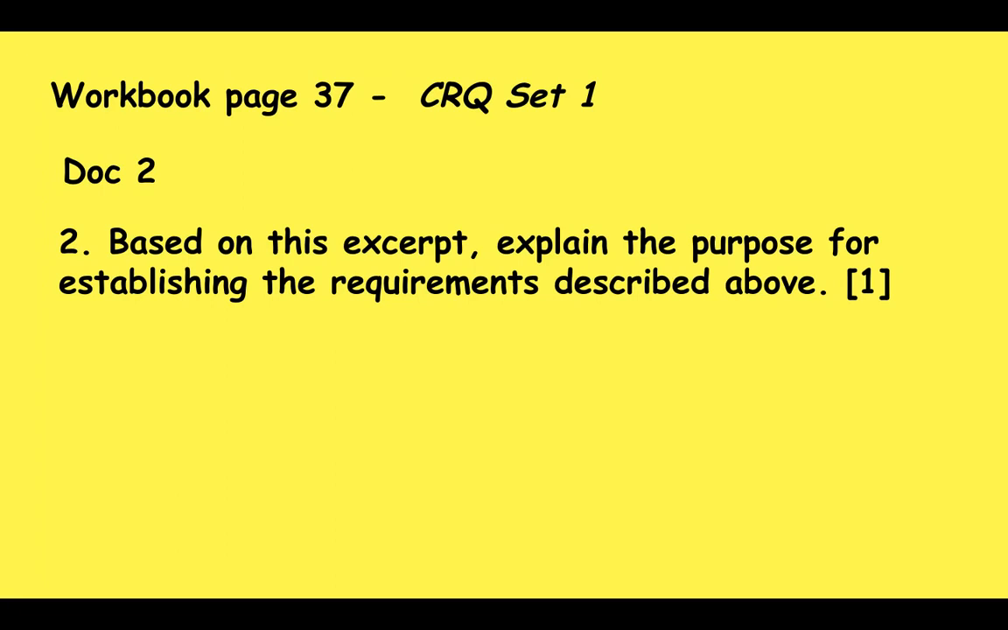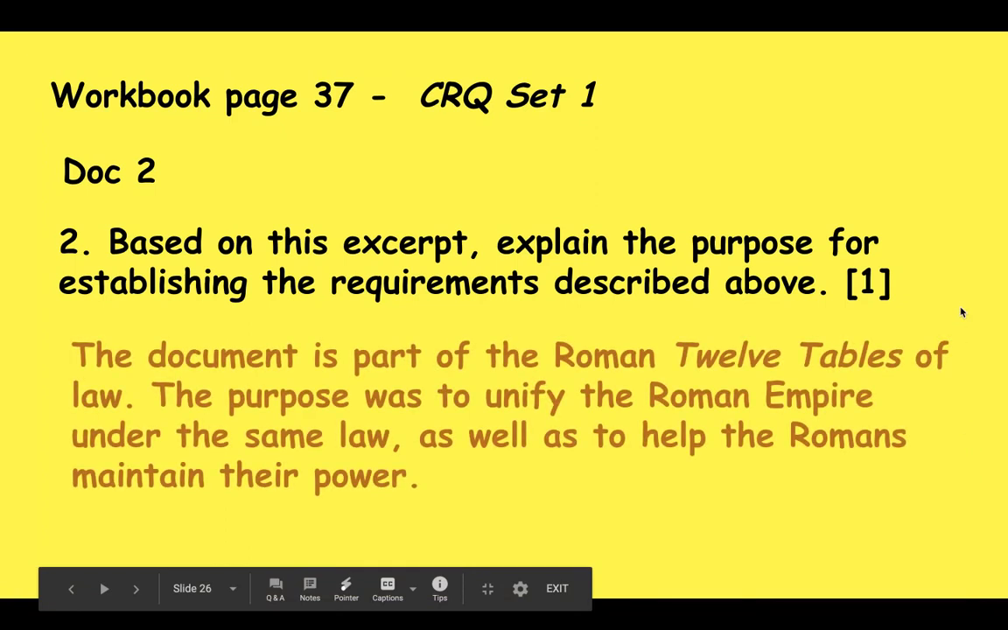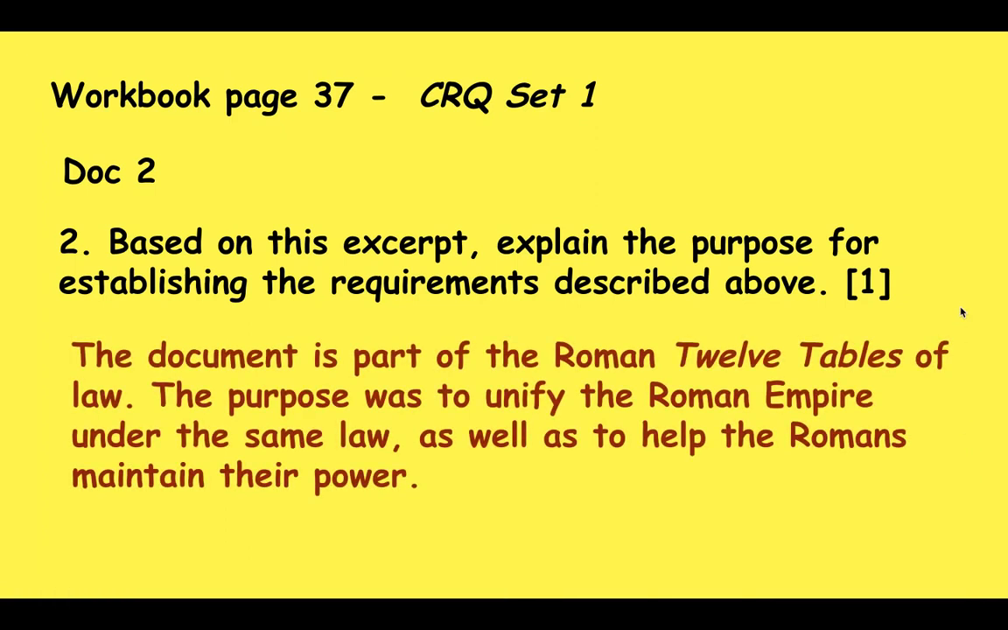Welcome back, friends. All right. The 12 Tables of Law. Let's see. The purpose. Okay. So I said this document is part of the Roman 12 Tables of Law. The purpose was to unify the Roman Empire under the same law, as well as to help the Romans maintain their power. Okay. There are so many things you could have said instead of my answer.